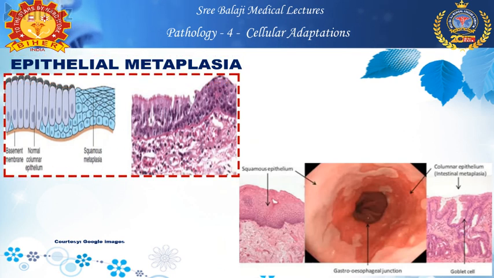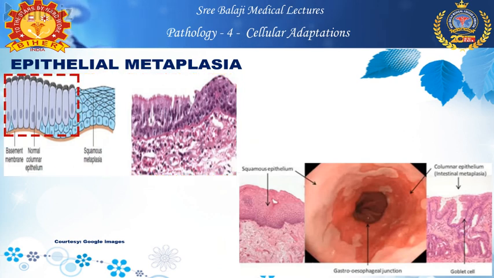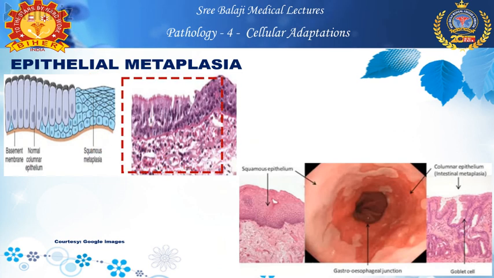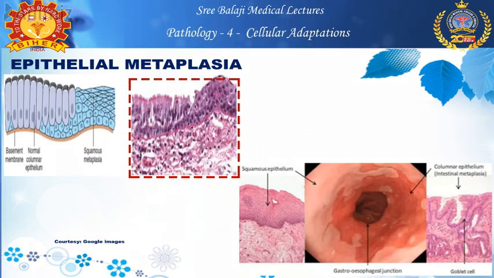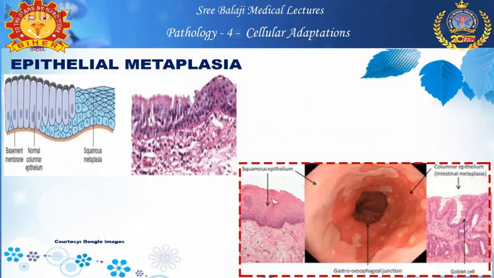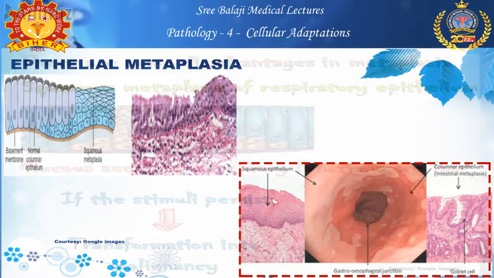the left one, the respiratory epithelium, where the tall columnar epithelium is changed to squamous. This is because of smoking. In a chronic smoker, the epithelium is changed from tall columnar to squamous. In the same way, in Barrett's esophagus, the squamous epithelium is changed to columnar epithelium.